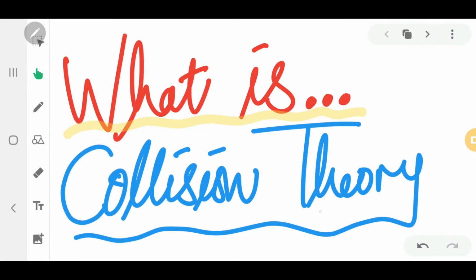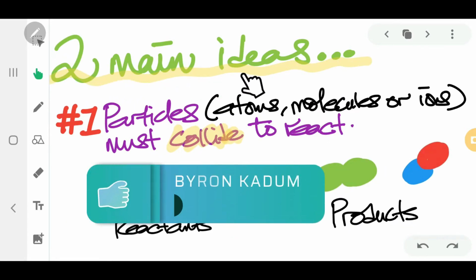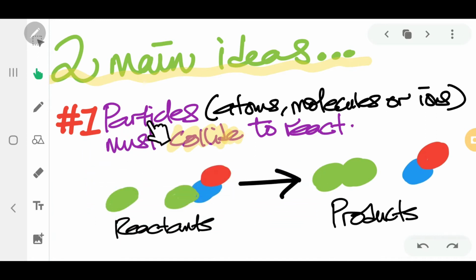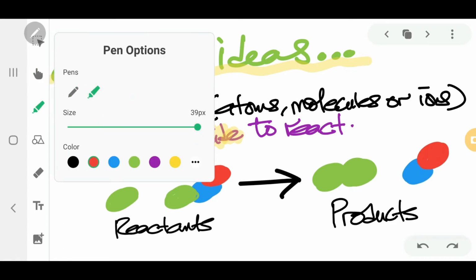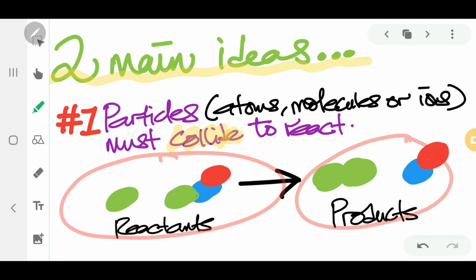In this STR8CHEM session, we're going to learn about collision theory. The theory consists of two main ideas. Number one is the particles, which are atoms, molecules, or ions. They must collide with one another in order to react. So imagine you have particles of reactants right there. In order for products to be formed, these particles need to be colliding with one another.